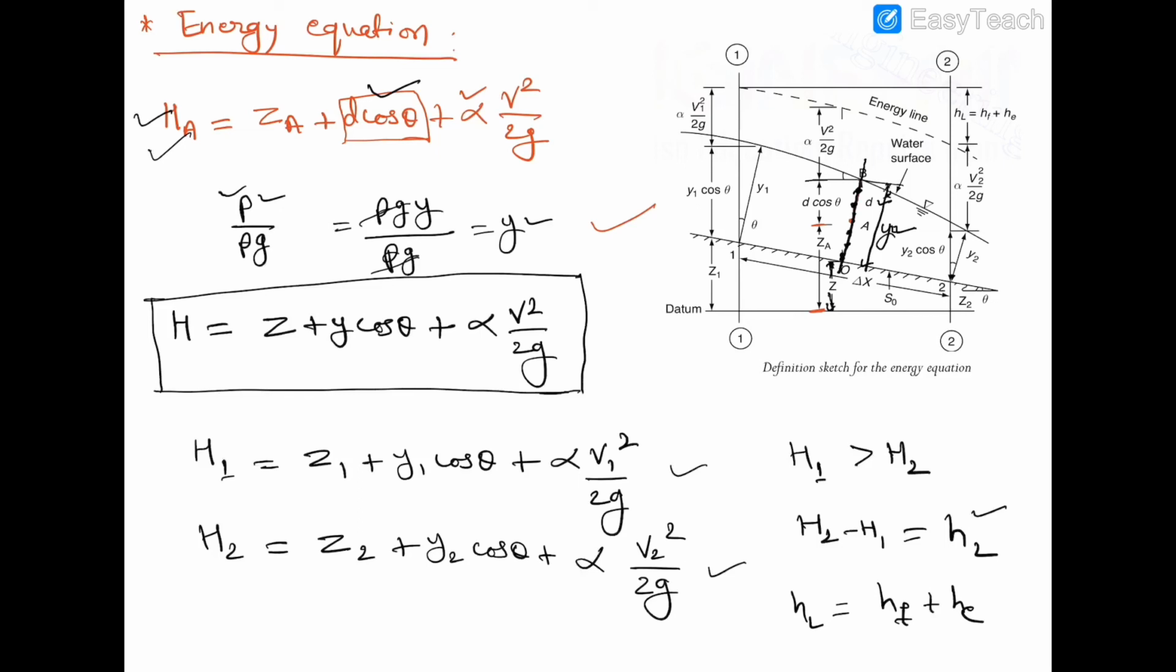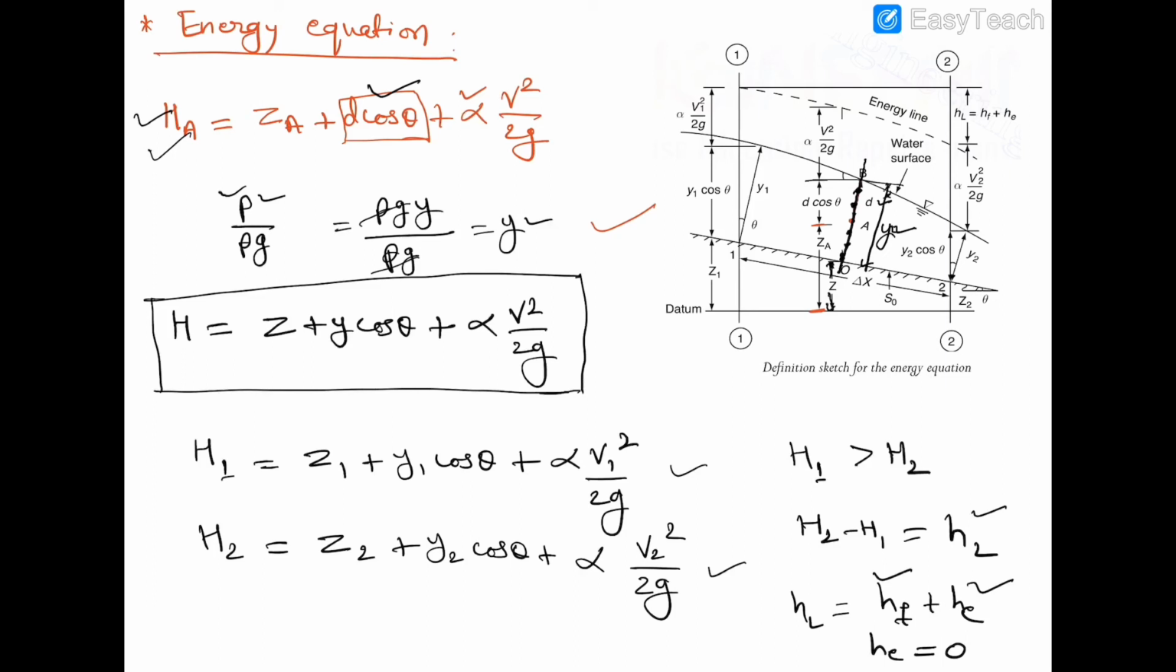The head loss due to friction occurs due to the roughness of the boundary in the channel, and usually the eddies are found in non-prismatic channels. For prismatic channels, HE is equal to 0 and the total loss is due to friction only. Clear? So this was all about the energy equation in case of open channel flow.